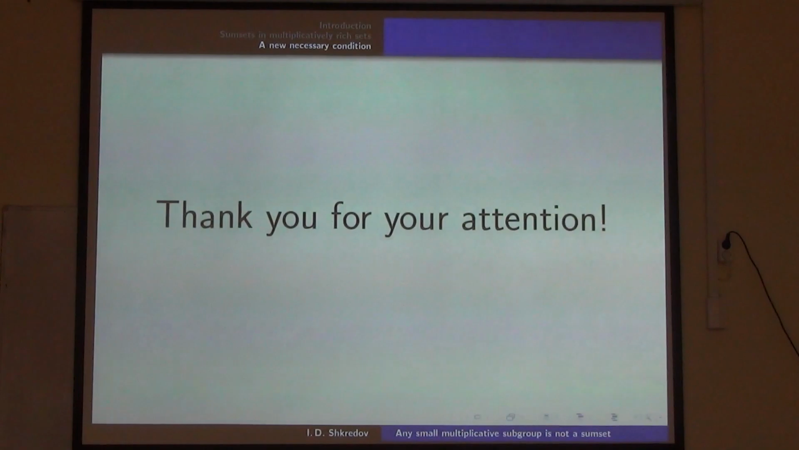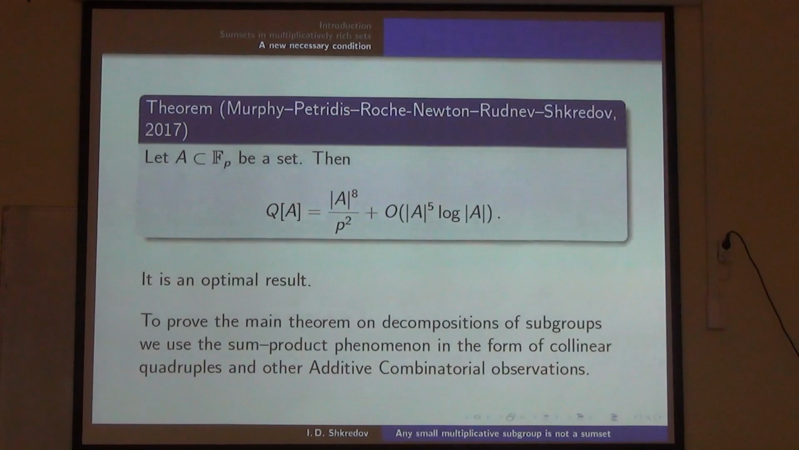How did the Murphy, Petridis, Newton and so on theorem come about? You didn't all work together, surely? You had a result, you took Murphy, Petridis. How did it come about? Did you work together? Have you met Petridis? We used Matthew Rudnev. One editor. It's one paper. Is it one theorem in one paper or several theorems in several papers? No, no. It's a huge paper. We tried to combine all results.